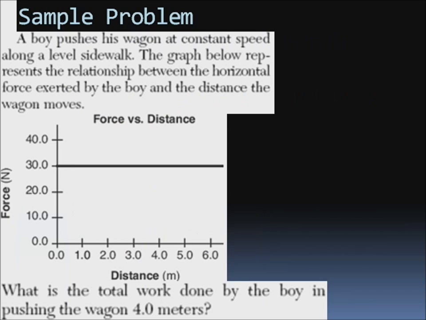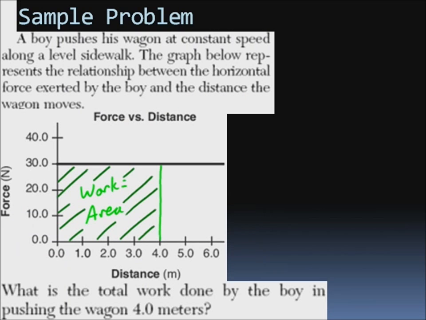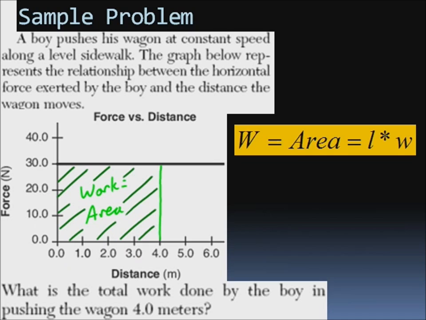Taking this problem a little bit further, as the boy pushes the wagon, what happens to the wagon's energy? Well, gravitational potential energy can't change because gravitational potential energy is given by mgh, how high you are above the Earth's surface. Since our height isn't changing, gravitational potential energy can't change.